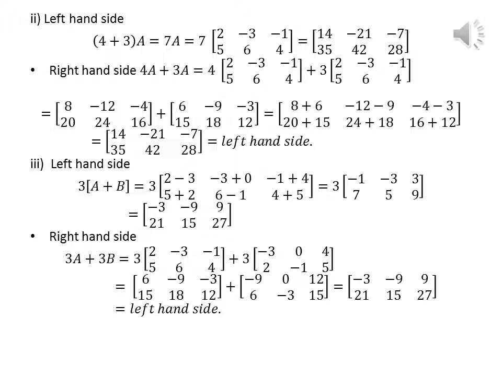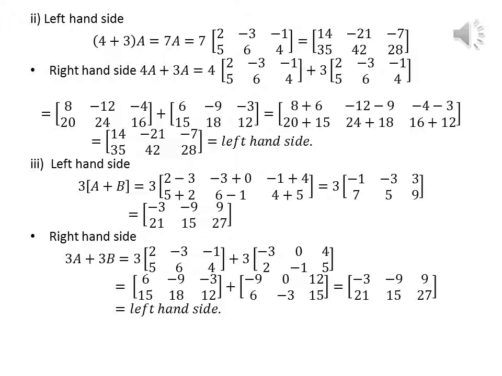What is the right hand side? Prove that 4A plus 3A. First, matrix A times 4, each element in A times 4. Plus each element of A times 3. Then we add the results together, and we get the same result. So the left hand side equals the right hand side. That is question number 2.